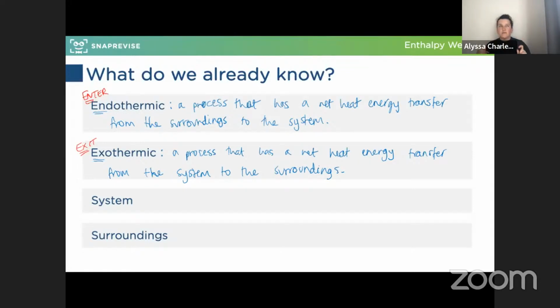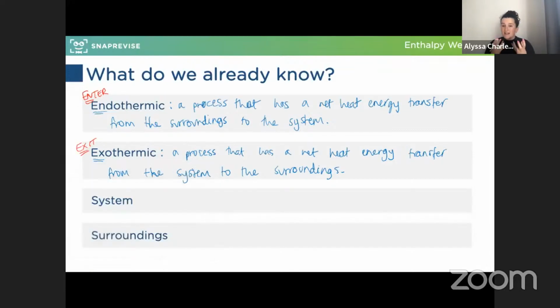You can see the prefixes, the beginnings of the words, are the same. So it's a nice way to remember it. Energy is entering the system, going into the system from the surroundings, or with exothermic, energy is exiting the system, going into the surroundings from the system. Prefixes, exactly. Yeah, lovely.